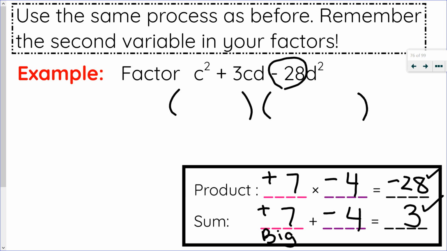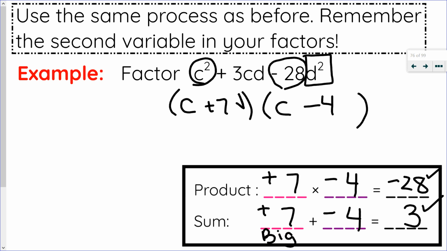So the only way I can get a c squared is c times c. The only way I'm going to get factors that multiply to negative 28 and add to 3 are the positive 7 and the negative 4. But now we can take into account our d squared. The only way I can get d squared is d times d. So let's check just to make sure that I did in fact factor that correctly.